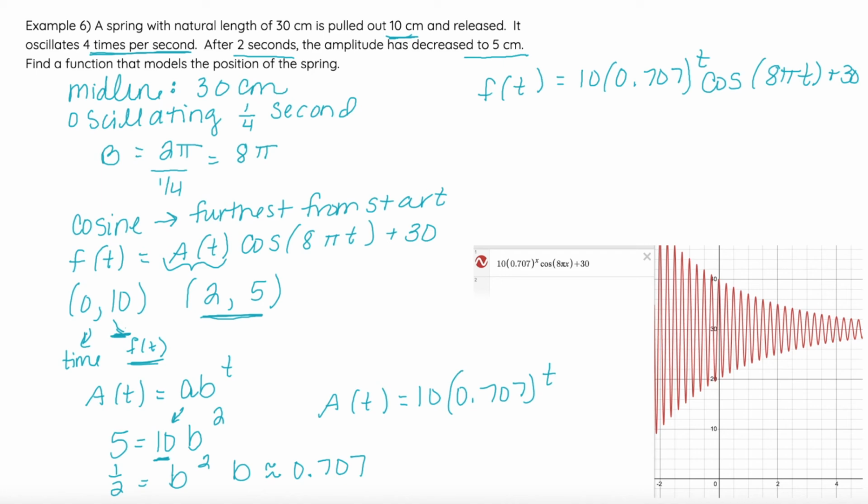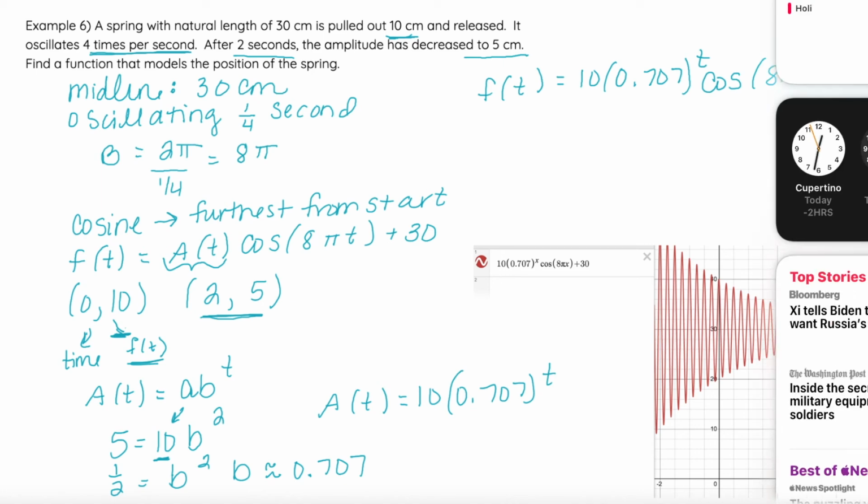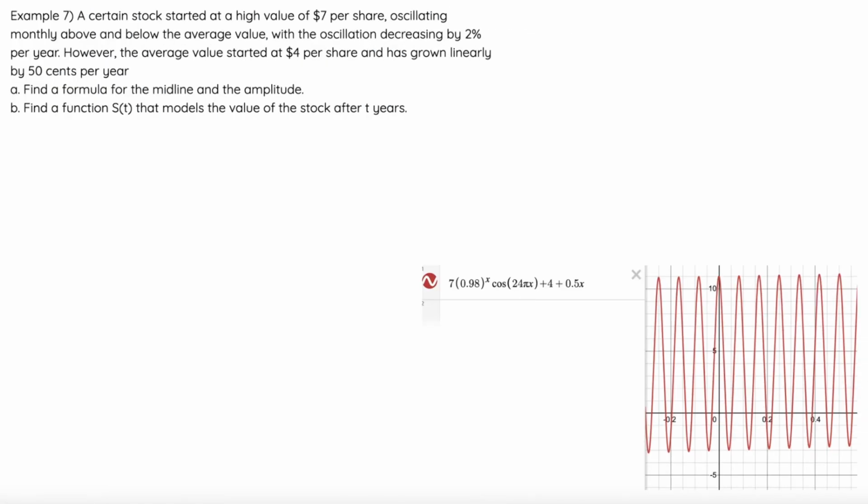On slide 9, a certain stock started at a high value. So I'm going to stop there. Since it started at a high value, we know that we're going to be working with cosine, of $7 per share, and it's oscillating monthly above and below the average value. So it's oscillating monthly. That might be important.